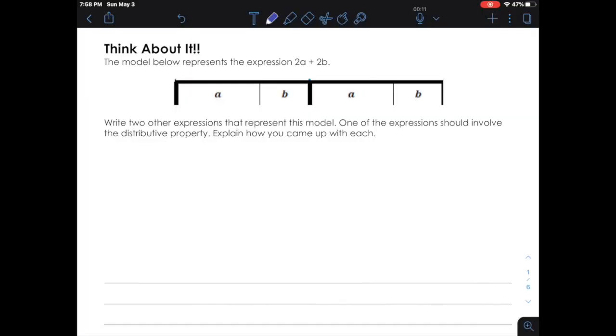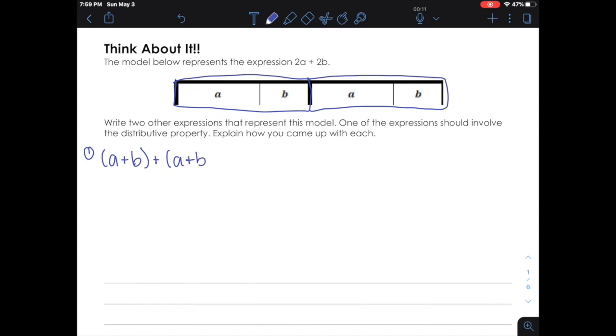Alright guys, so we have to write two other expressions to help represent this model. So I'm actually going to give you three different possibilities that maybe you came up with. So the first possibility is maybe you said, well, this is one group and this is another group. So we have a group of A plus B, and then we add that to another group of A plus B. Okay, and we're doing this because we're combining these. So these are combining. A plus B plus A plus B, just like in the model.